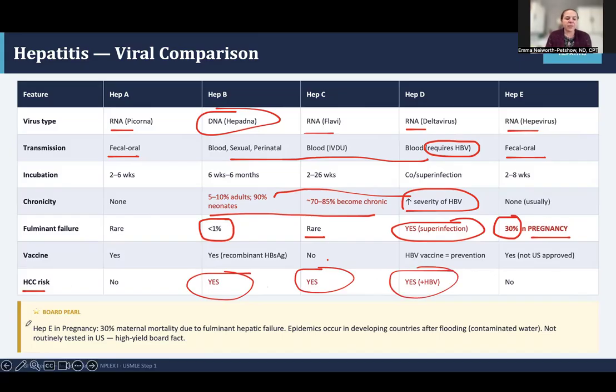So again, the one that is rare, strange, and peculiar is hepatitis E in pregnancy. 30% of maternal mortality occurs due to fulminant hepatic or liver failure. And this happens typically more in developing countries where there's flooding with contaminated water. Not typically routinely tested in the United States, but this is a high-yield board fact because it's rare, strange, and peculiar.